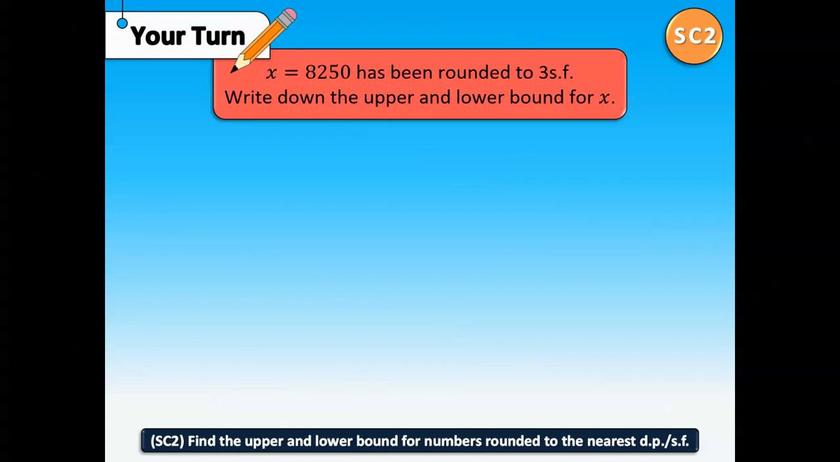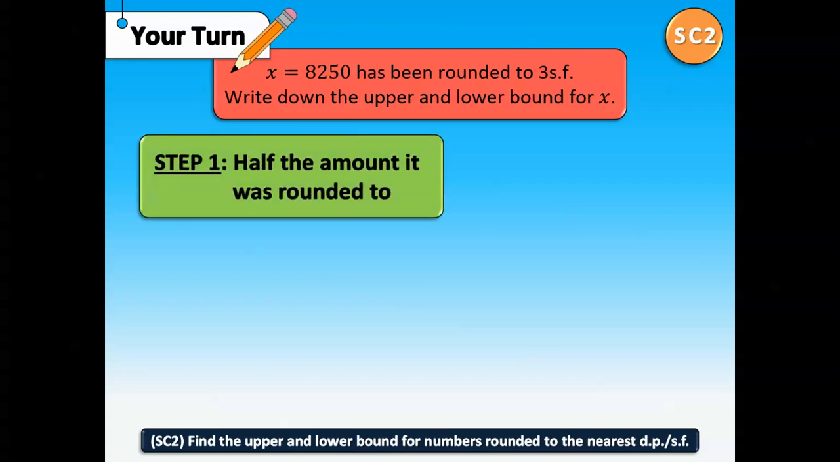Here's a question for you to have a go at. Pause the video, and when you're ready to see what you should have done, press play. So in this question, x equals 8,250, and it's been rounded to 3 significant figures. Write down the upper and the lower bound for x.